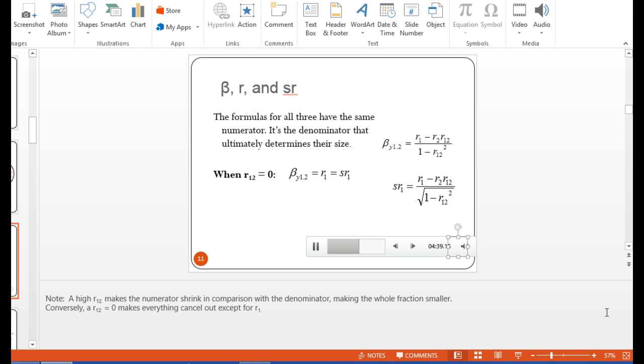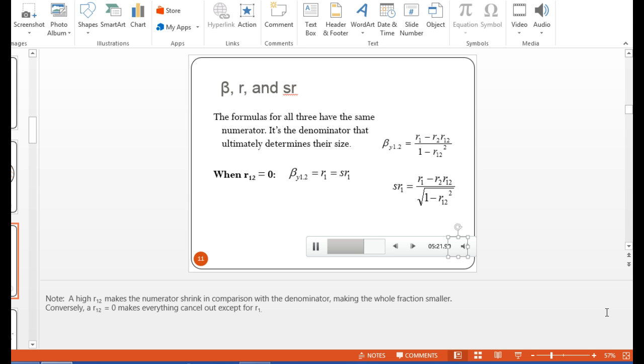All right, so the semi-partial, similarly, we have on the numerator, everything cancels out except the R1. So we would have R1, and then we would have 1 minus 0, and then square root 1 is 1, and we would have R1 over 1, which is just R1. Okay, so there's the mathematical demonstration that all three of these terms are equal to one another when R12 is 0. So the beta, the bivariate, and the semi-partial are all the same when we have that circumstance.